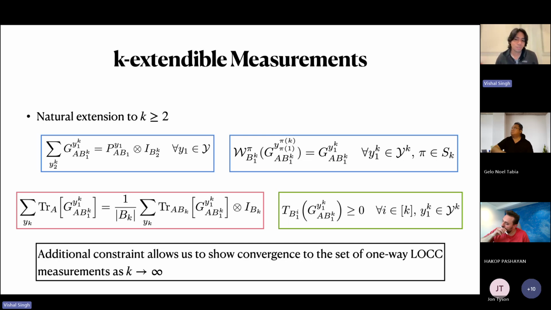But how fast would the set of, we call it, k-PPT-extendable measurements converge to the set of one-way LOCC measurements? That is something that we need to look at.